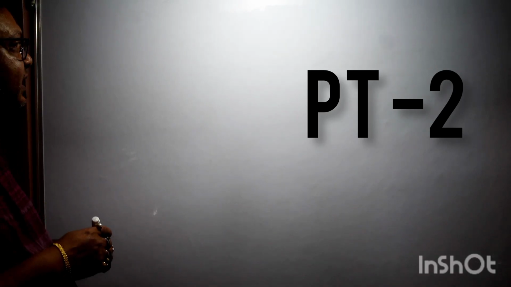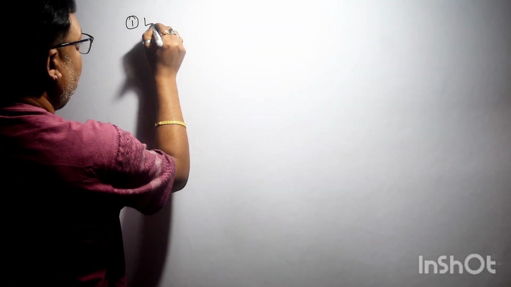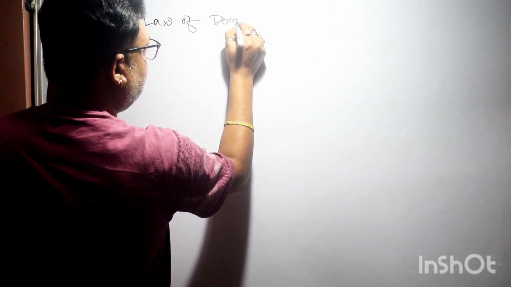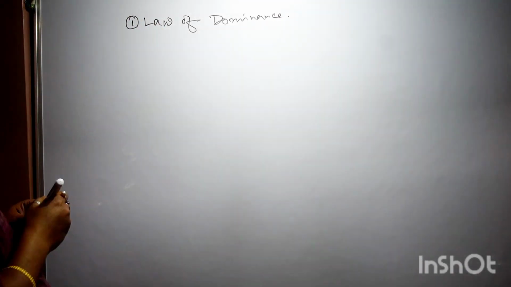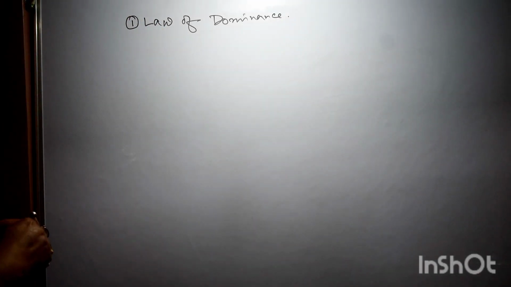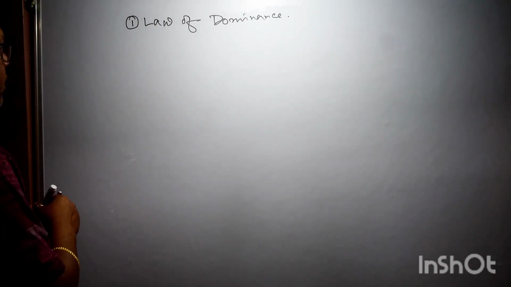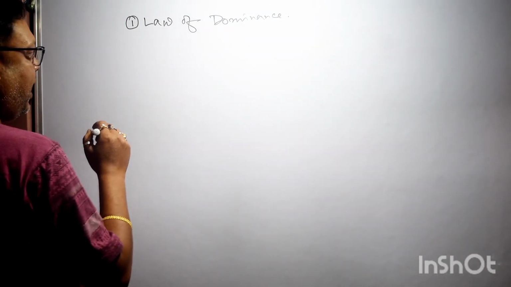Hello dear friends, let's start from the last topic where we left off. So, the law of dominance. As we already know, these laws are applicable in case of sexual reproduction only, and in sexual reproduction we need two different parents or partners.